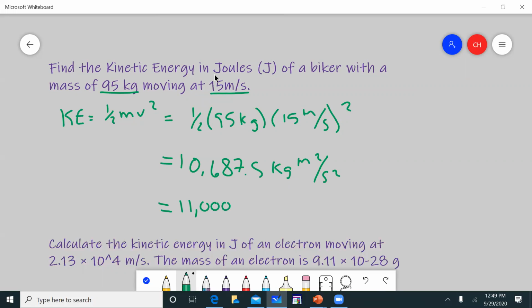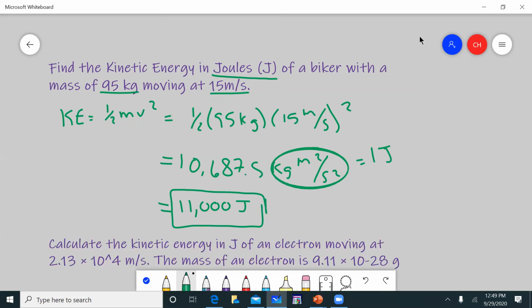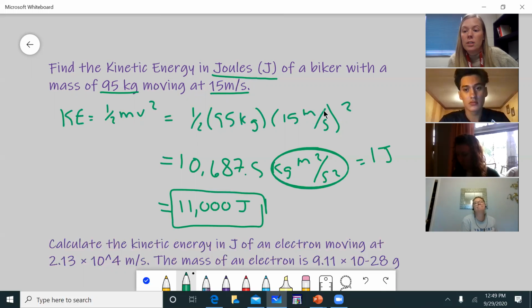The problem specifically asked for joules. But remember, this unit here is equivalent to 1 joule. So we can just swap those out really easily and put this in as a unit of joules. So we have 11,000 joules. Any questions on that? Kind of just a plug and chug.